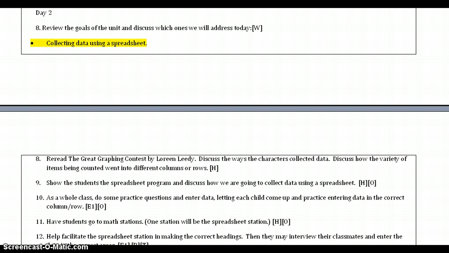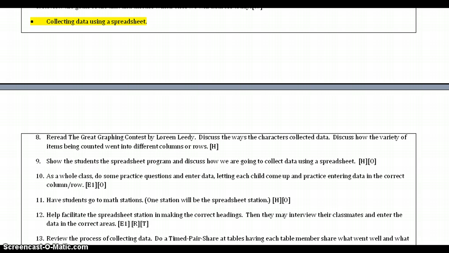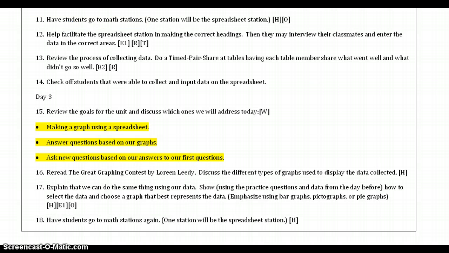And what I do at math stations is I have 6 different tables. Each table is doing something different, and one of those stations would be the spreadsheet station. That way I could work with 4 students on the spreadsheets at a time, and we would do 2 to 3 stations a day. So I'd work with 2 to 3 groups, and that would be a few days till I could get through the whole class. Each of these days, we would be reviewing the process and discussing collecting data, what went well, what didn't go well, and we'd be doing a think, pair, share.